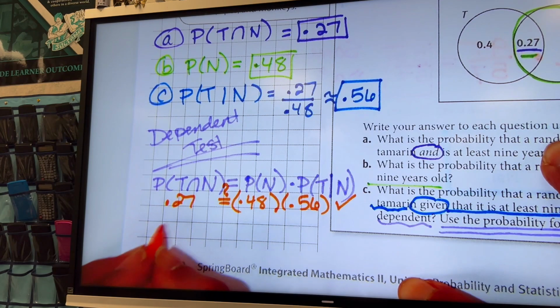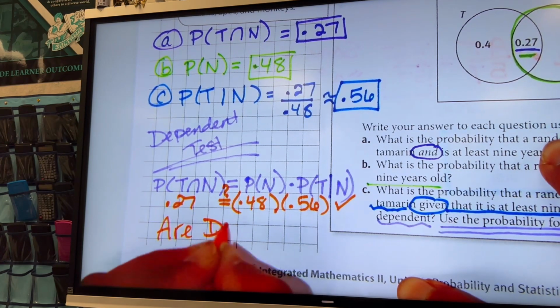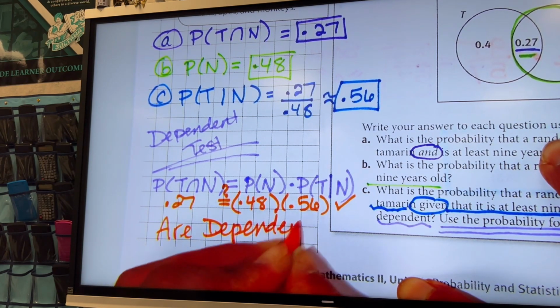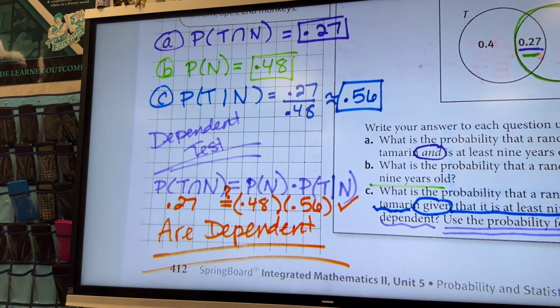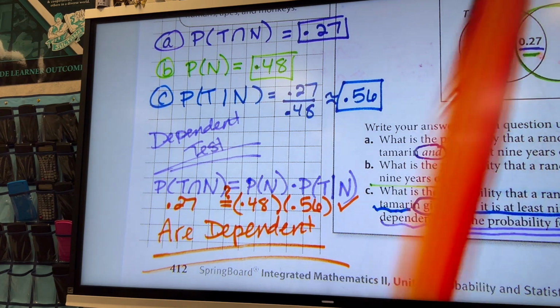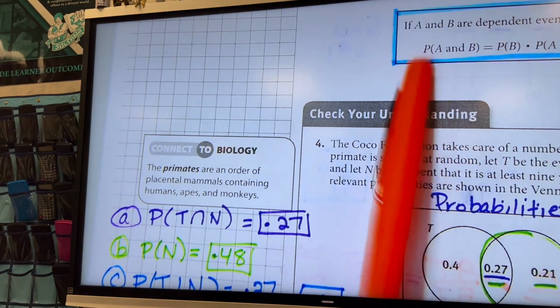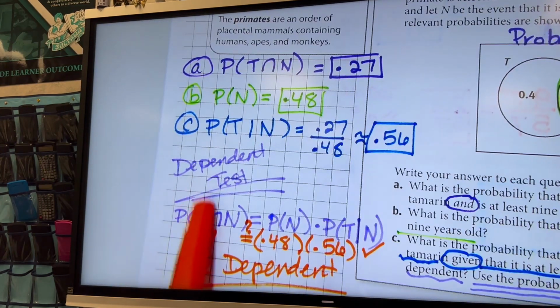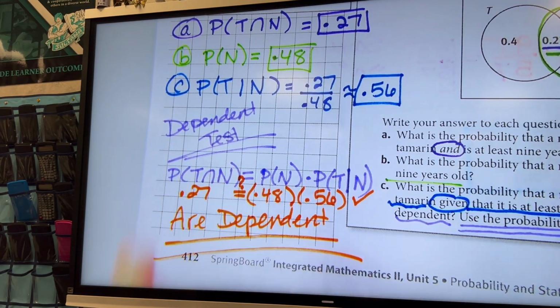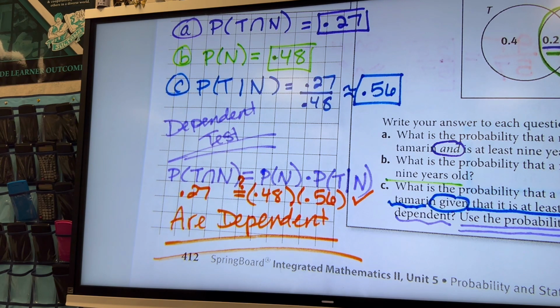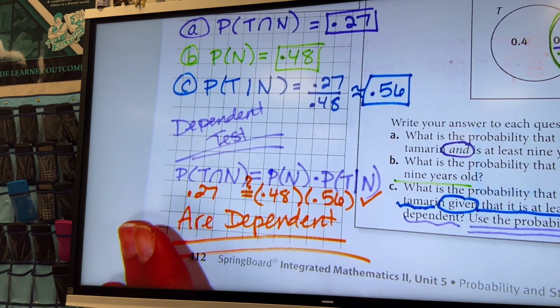So that means these are dependent events. If I did not get a true mathematical statement, then I would say they are not dependent. Okay? So that formula right here, this multiplication rule, is going to be your dependent test. It's going to help you figure out if two events are dependent or not. So the two events being tamarin and at least 9 years old are dependent upon each other in this situation. Okay? All right, go ahead and turn the page.